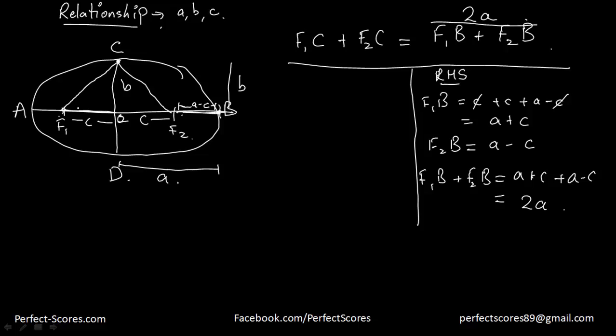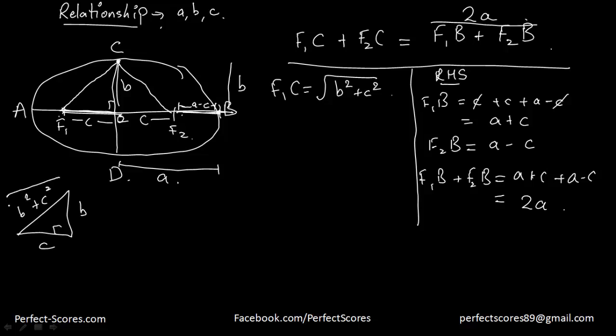Now let's try to find F1C. What is F1C? If this is 90 degrees and this is B and this is C, using Pythagoras theorem, F1C will be equal to the square root of B square plus C square. I suppose you know that if this is B and this is C, this is going to be the square root of B square plus C square.